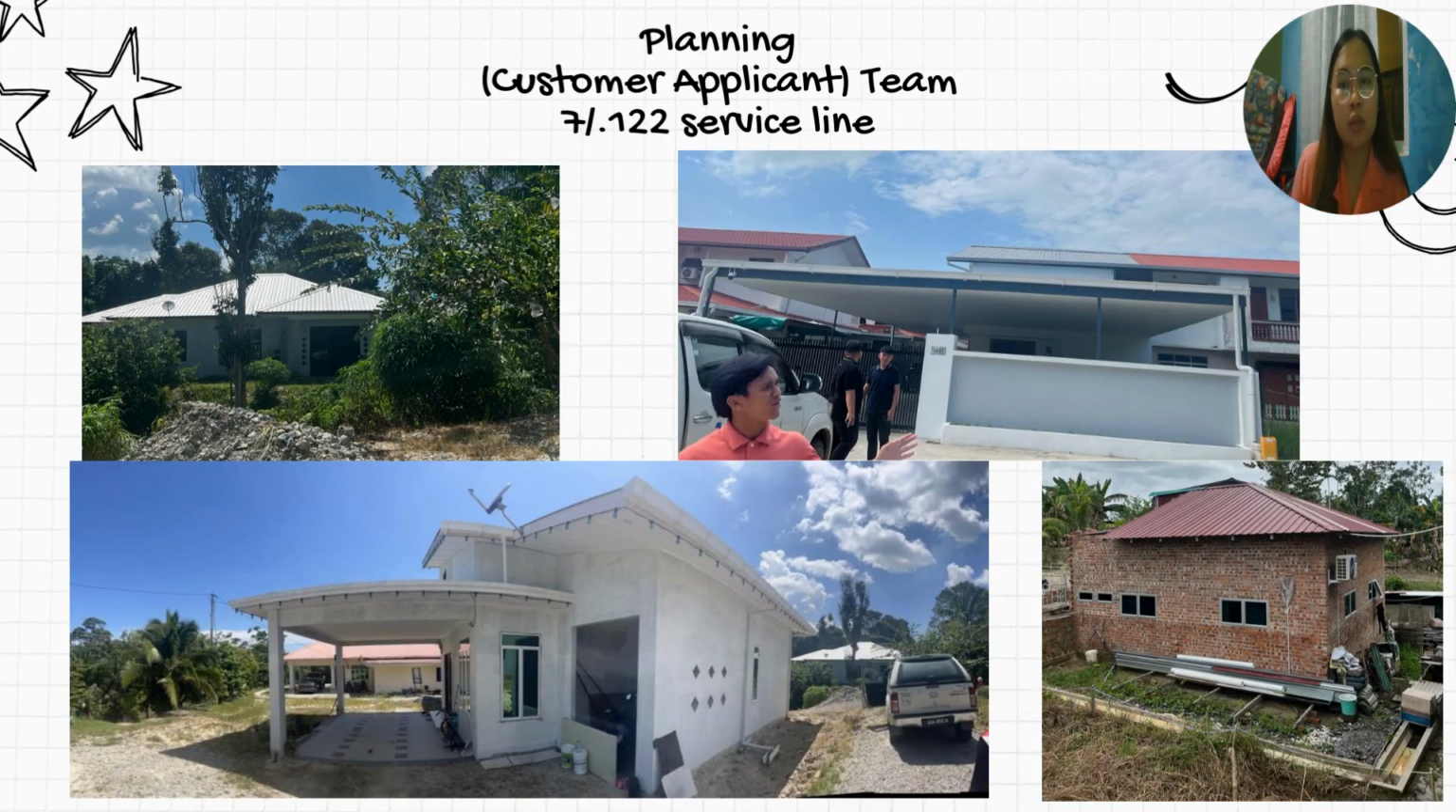And this one is the house. As you can see, the house is bigger in size. So the suitable service line for this house is 7/1.2. 7 means 7 number of strands, and 1.2 means the diameter of each strand in inches.